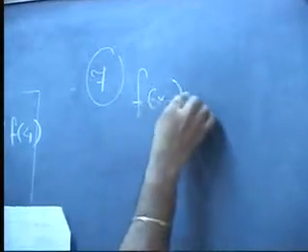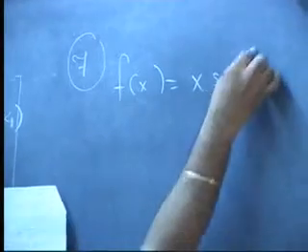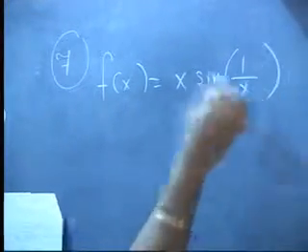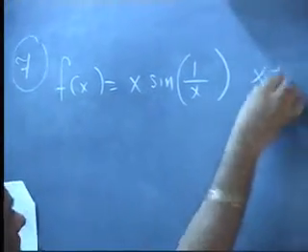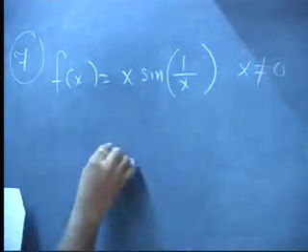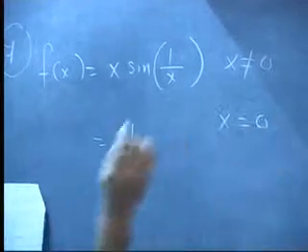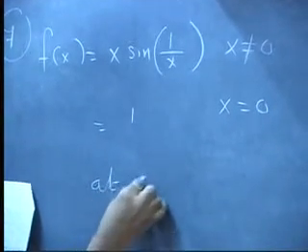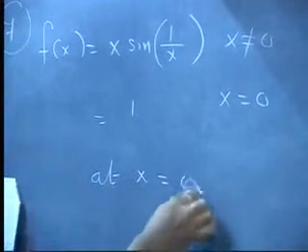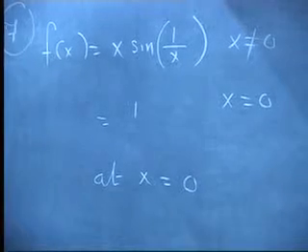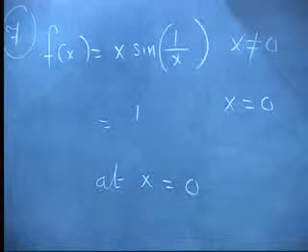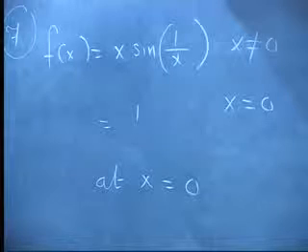Function is x sine 1 upon x when x is not equal to 0, is equal to 1 when x is equal to 0. I want to check the continuity at x is equal to 0. Do you agree with me? Is the question clear?